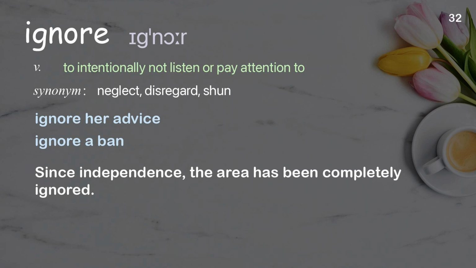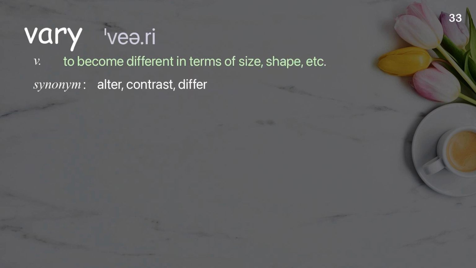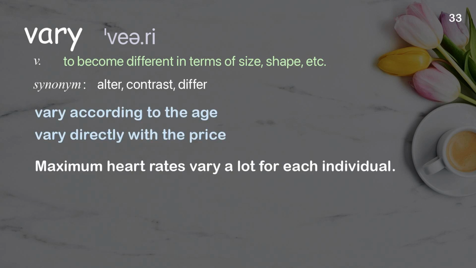Vary. To become different in terms of size, shape, etc. Examples: Vary according to the age. Vary directly with the price. Maximum heart rates vary a lot for each individual.